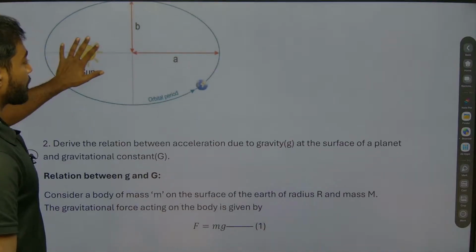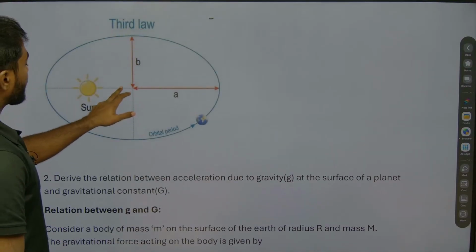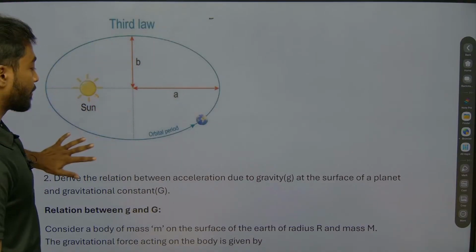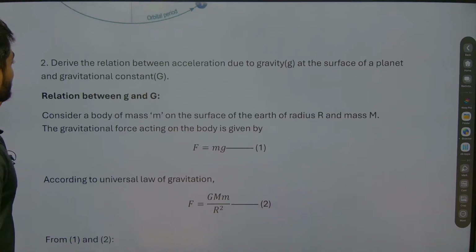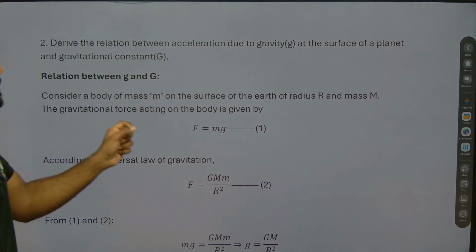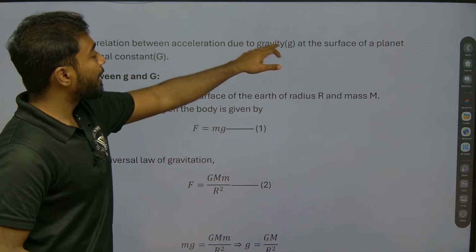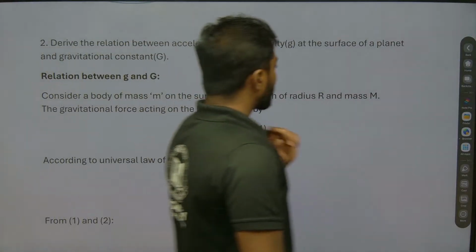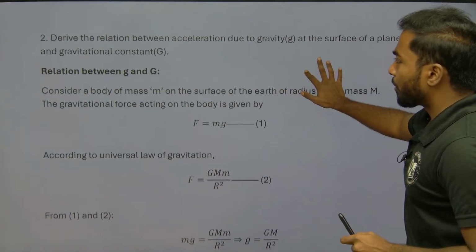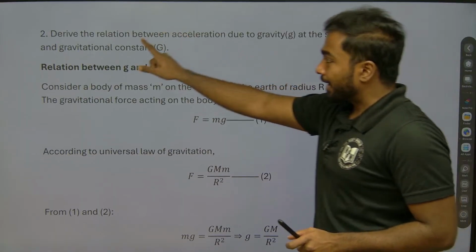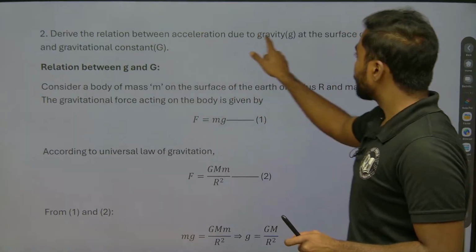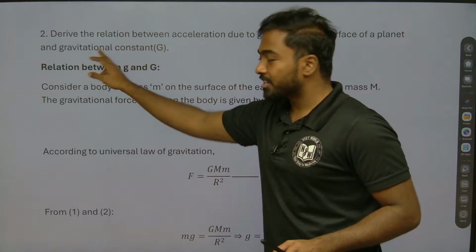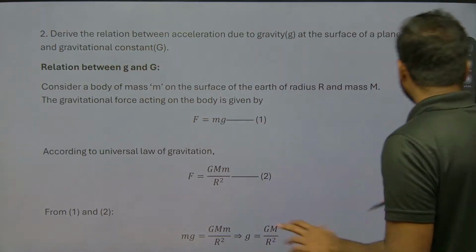This is the diagram for the previous topic, the third law. This is the major axis, the semi-major axis, and this is the semi-minor axis. Now what is the question they have given? First of all, derive the relation between acceleration due to gravity at the surface of a planet and the gravitational constant. Read the question once more if you are not getting it. Derive the relation between acceleration due to gravity, small g, at the surface of a planet and the gravitational constant, capital G.